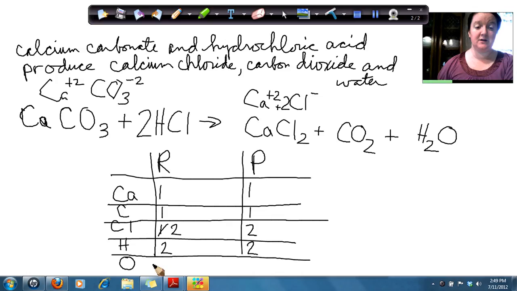And now let's look at our oxygens. Let's see if those are balanced. If we look here, we have 3 oxygen. And here we have 2 oxygen plus 1 oxygen, which gives us 3. So we have balanced our chemical equation simply by putting 2 in front of the hydrochloric acid. So we have 1 calcium carbonate plus 2 hydrochloric acid yields 1 calcium chloride plus carbon dioxide plus water.